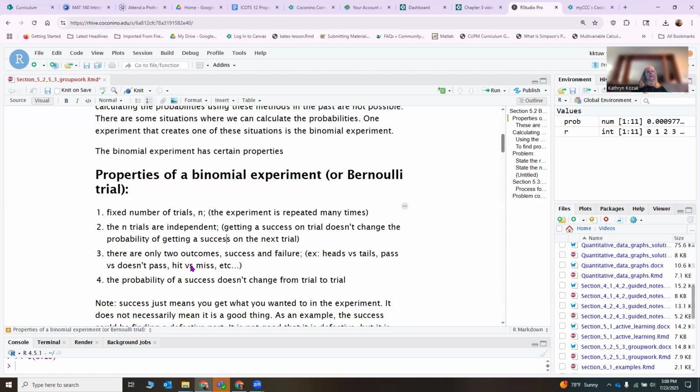The next one is that there are only two outcomes. Bi means two. We call them success and failure. Success doesn't necessarily mean a good thing, and failure doesn't necessarily mean a bad thing. It just means that success is what you wanted to have happen, and failure means it's not what you wanted to have happen. So you could have heads versus tails, pass versus doesn't pass, hit versus miss, a defective item versus not a defective item, things collapse or they don't collapse. The probability of success doesn't change from trial to trial. That's also an important one.